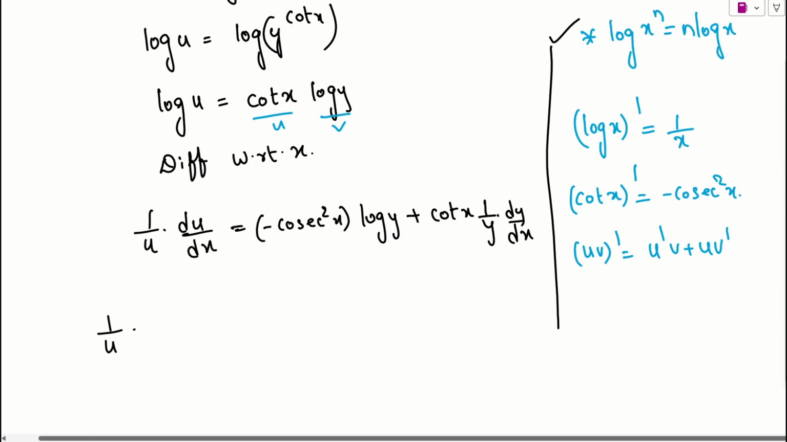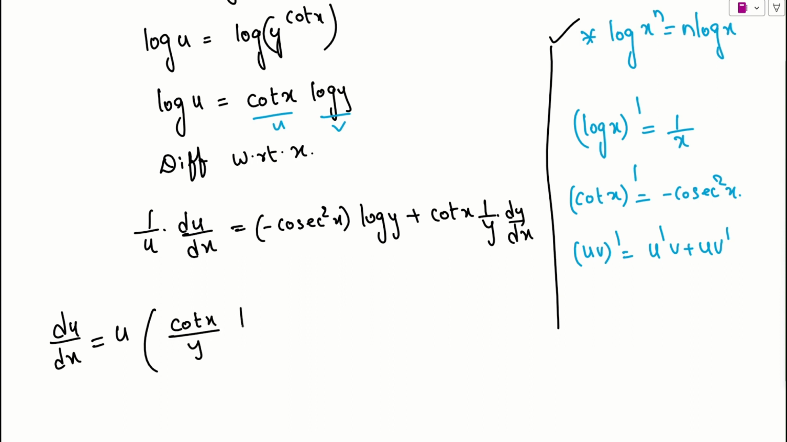Okay, fine. I can send u to the right side. Let me do that also in this step. I will get du by dx is nothing but what? u times, let us take the positive term first: cot x by y times dy by dx minus cosecant square of x into log y.